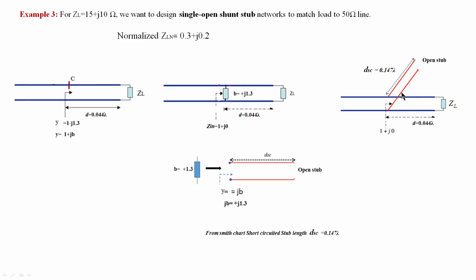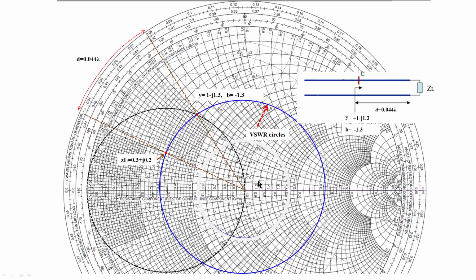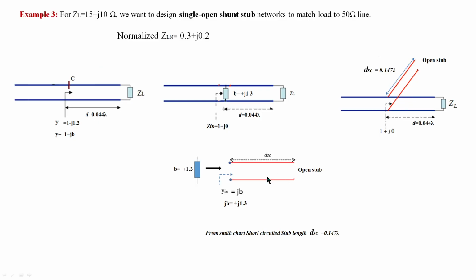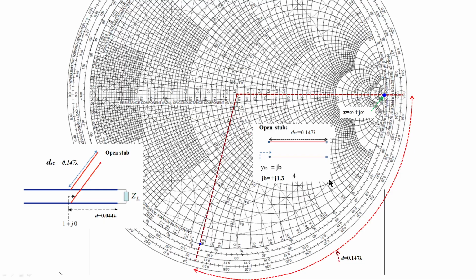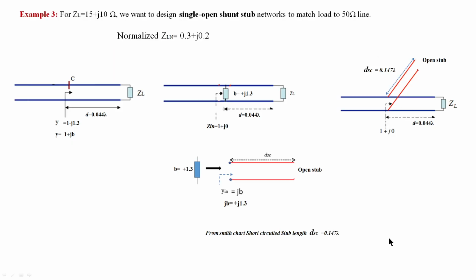This stub provides the B value of plus 1.3 susceptance, and this distance is the position at which the admittance is like this. That distance, from the load, you should move like this and find. This is stub design. Two I have shown: one is for finding the distance, and this is for finding the stub length. This is the procedure. So like this, this is a problem.